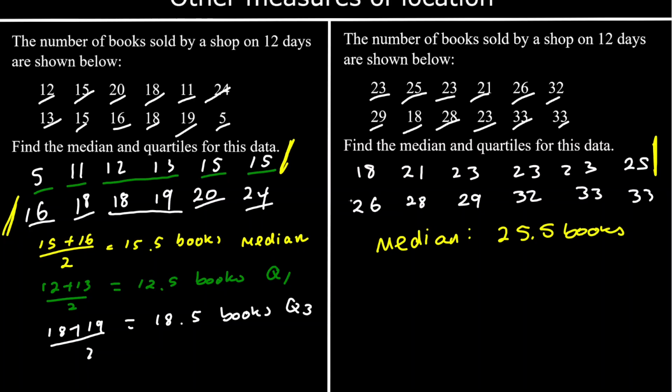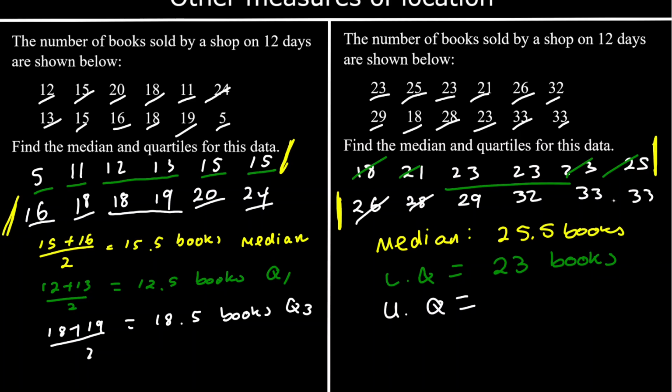So now we've split it into two halves. The lower quartile is halfway through the lower half. So cross off 2 on both sides. We're left with 2 in the middle, 23 and 23. So the lower quartile is 23. And for the upper quartile, cross off 2 on both sides. We're left with 2 in the middle. Halfway between 29 and 32 is 30.5 books.